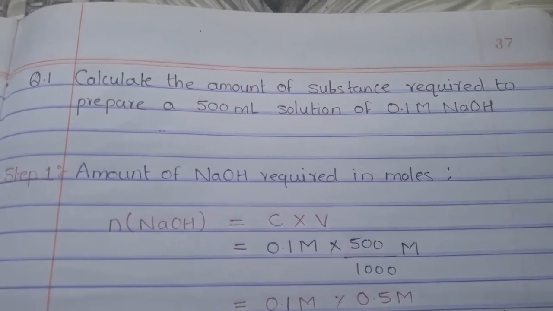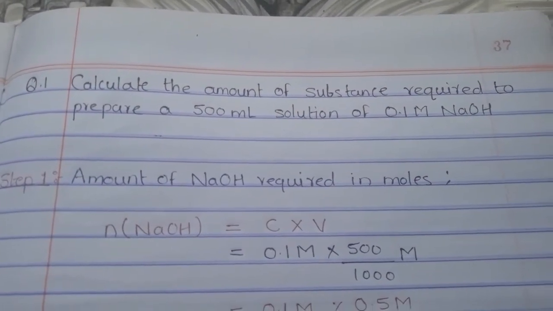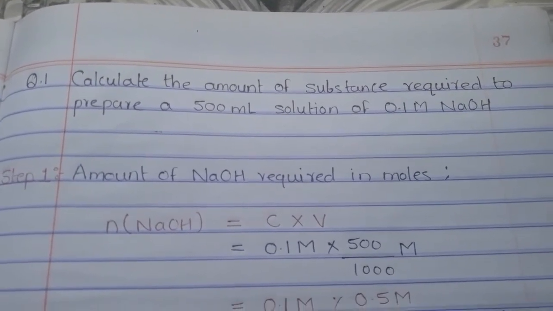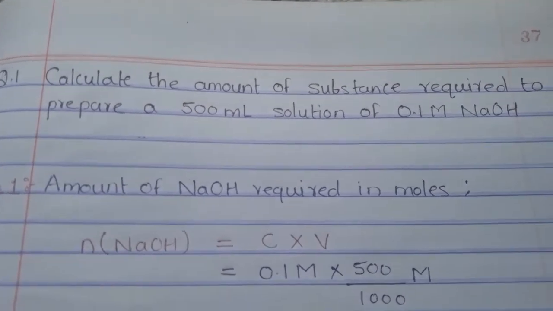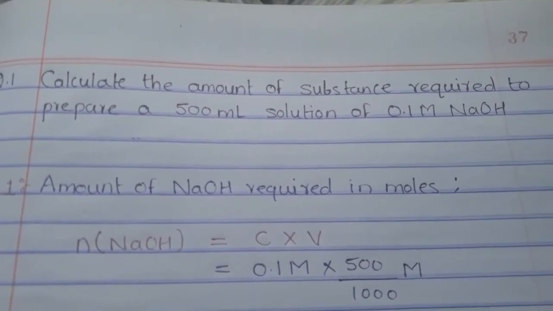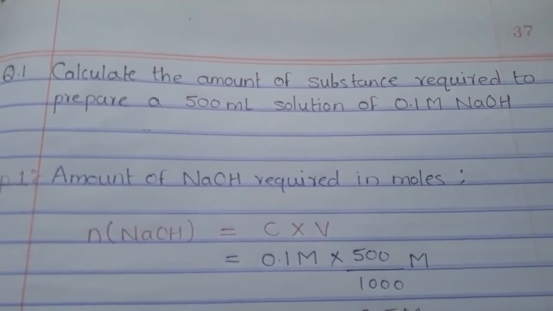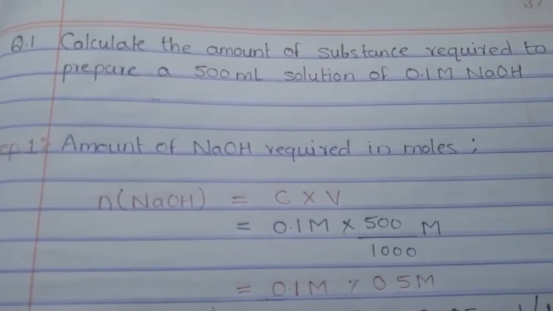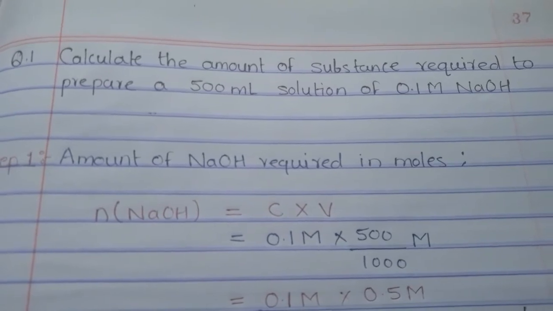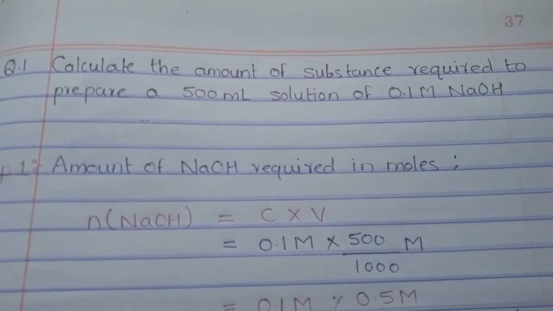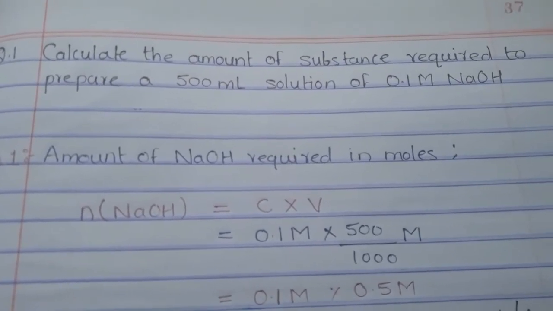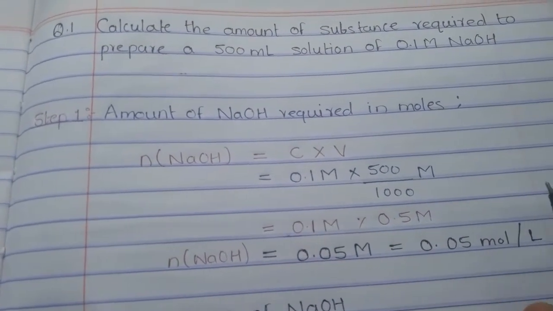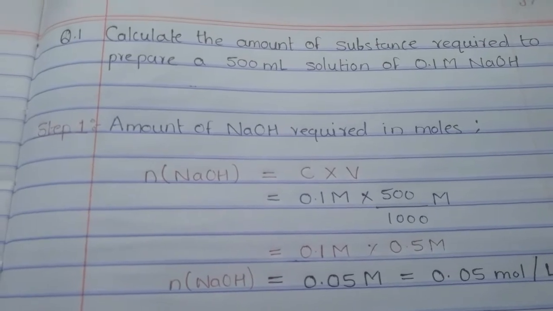So let's see how we can prepare such a solution without any formula. We will use only the given quantities in the question for finding the answer. So let's see how we can simply find the amount of substance required to make 500 ml of 0.1 molar NaOH solution. Here I have divided the whole process into 3 steps.